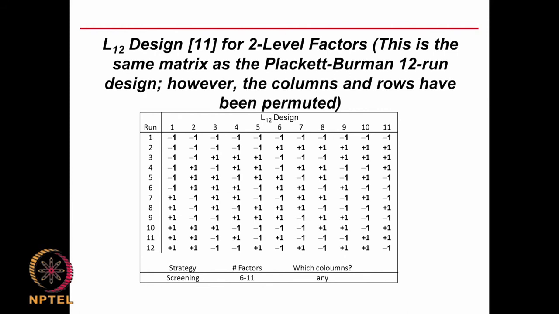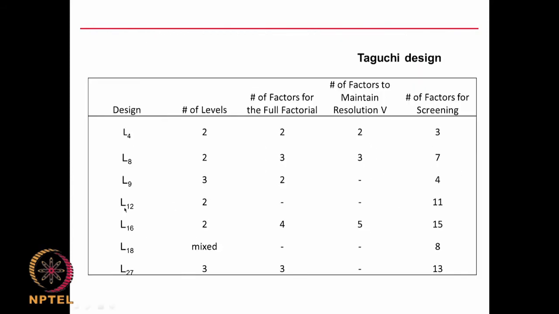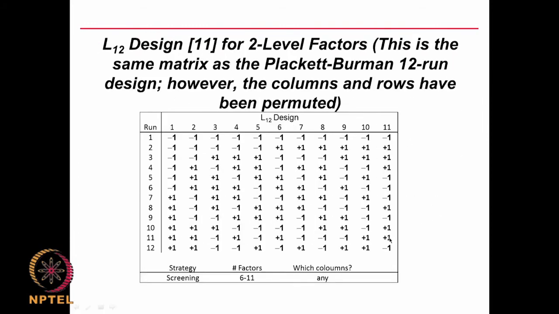Then you also have the L12 design. As you can see, L12 design has 2 levels. We can use it as a screening design for 11 factors. So, I can put 11 factors here, A, B, C, D, E like that. I will do 12 runs. This is almost like your Plackett-Burman design.